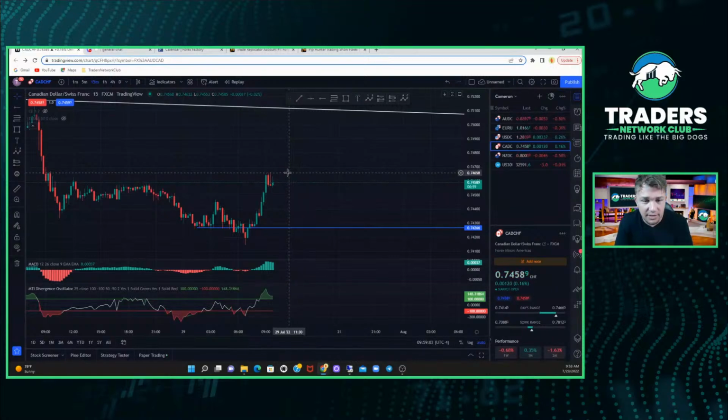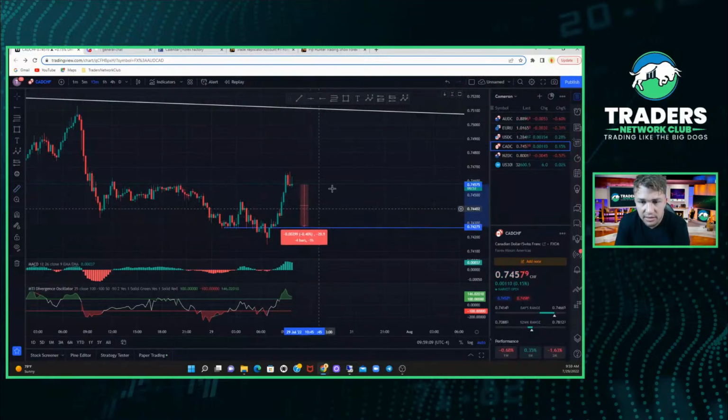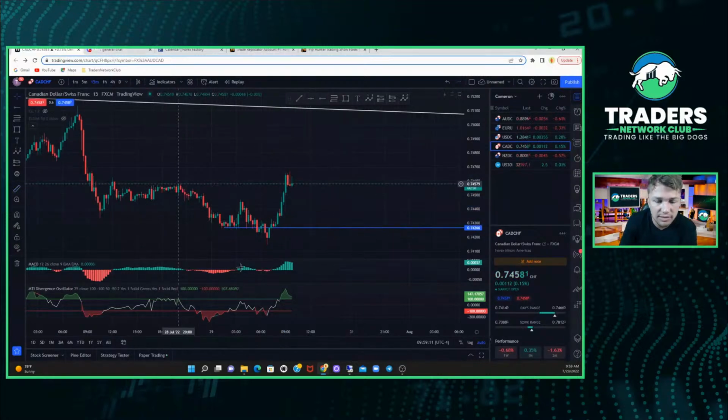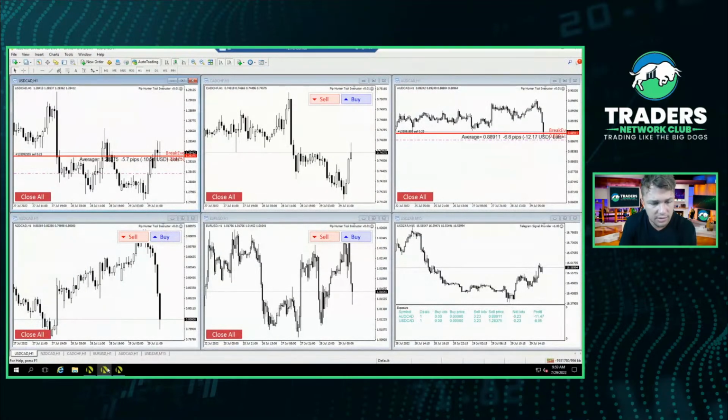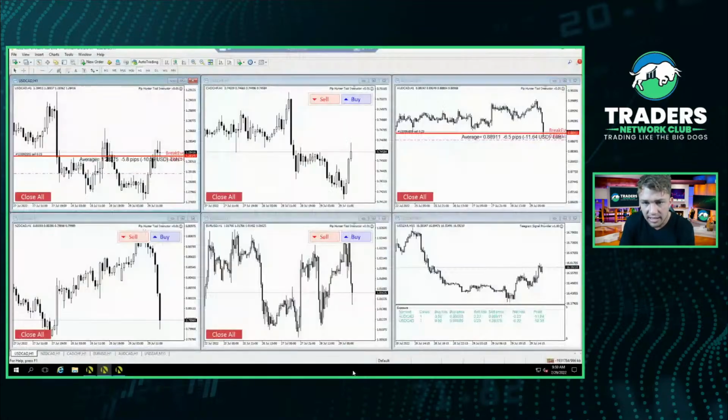All right, but anyways, I expect price to go ahead and correct back down here into this 30 pip zone right here. So I'm going to say, okay, let's go ahead and sell on this. That was a CAD Swiss. Let me just double check that. Yep, CAD Swiss. So we're going to go ahead and sell on the CAD Swiss.